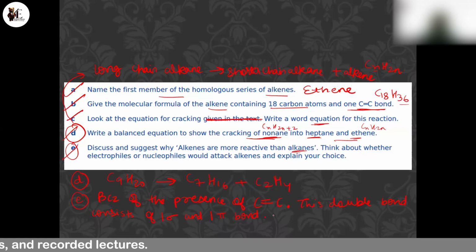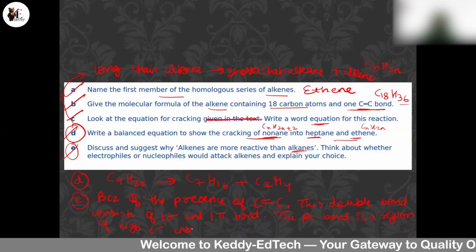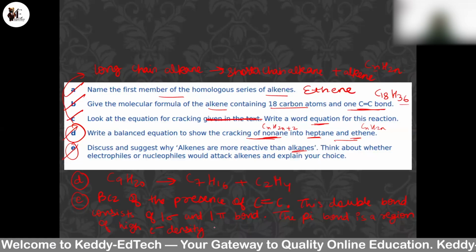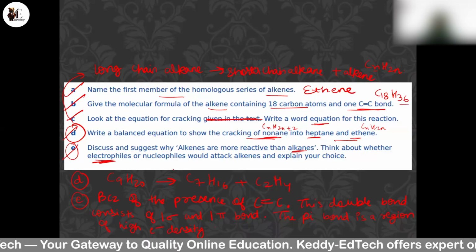The pi bond is a region of high electron density. It is more exposed, so it is more reactive. And it is weaker than the sigma bond. So what do you think? Will electrophiles attack the alkenes or will nucleophiles attack the alkenes?